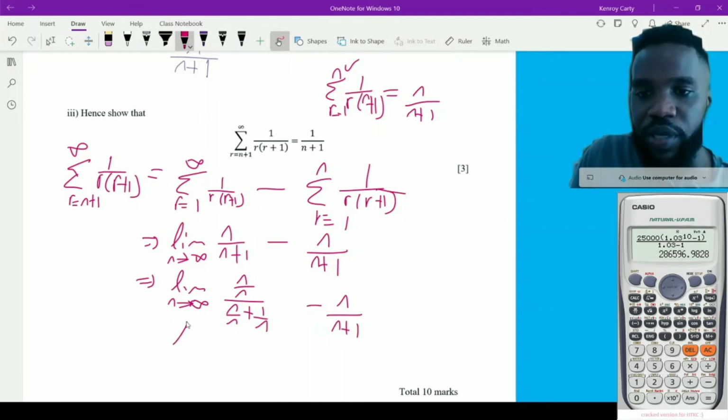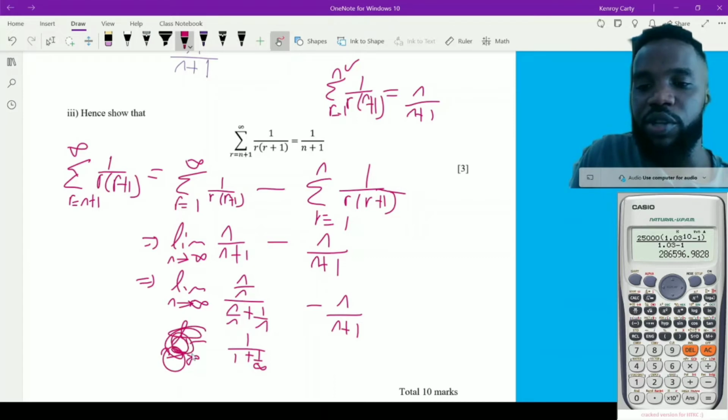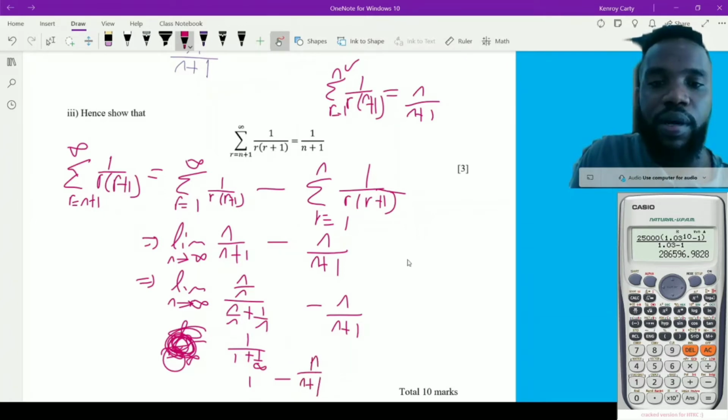Alright. Now, when you break this down, you end up with a limit as n tends towards infinity of 1 over 1 plus 1 over infinity. Alright, let me take this out because I'm going to plug in the infinity so I don't bring this back. Alright, so that's 1. So all this is really 1. Now 1 over infinity is going to tend towards 0. So that's out. Minus n over n plus 1.